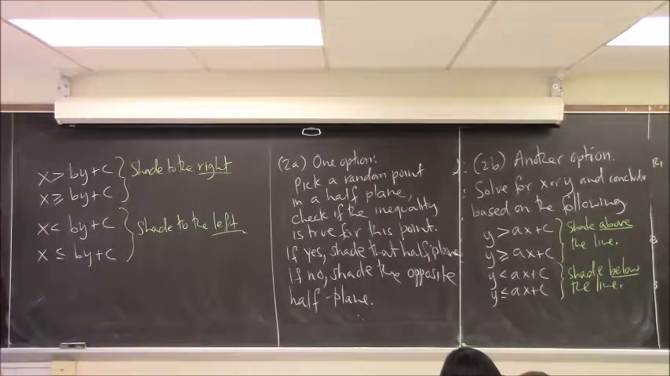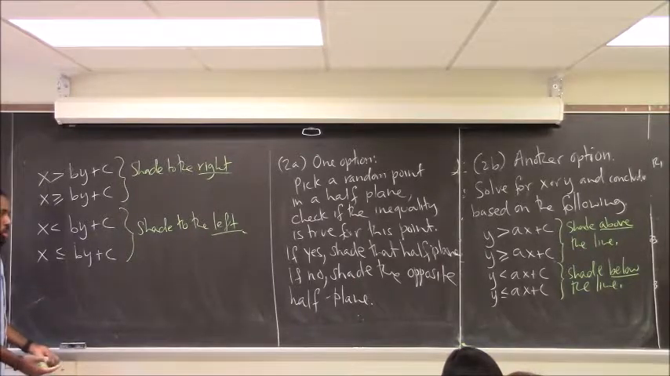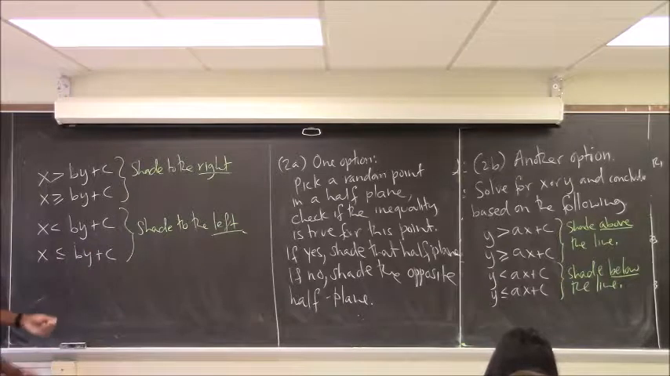So you have a couple options here. You can plug in numbers into your equations, see if they actually make the inequality true. And if yes, you shade that region. If not, you don't shade the other region. Or if you solve for x or y, you can decide to just shade based on what position the region is in.